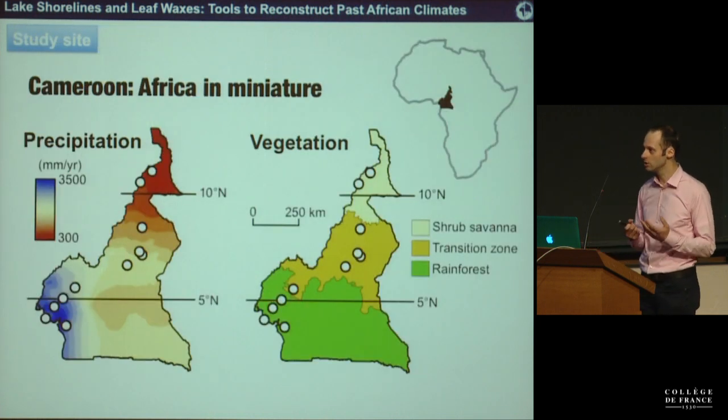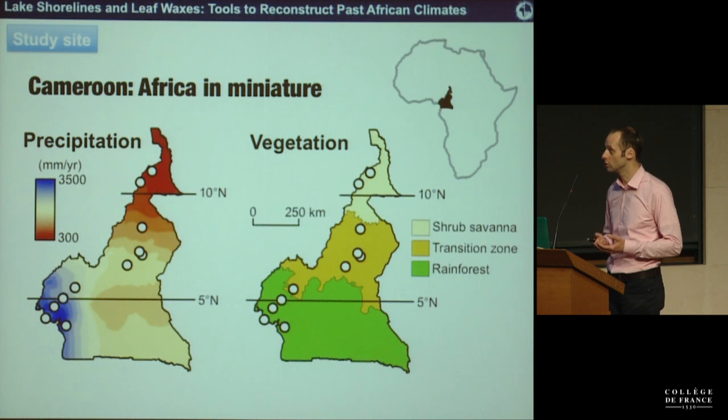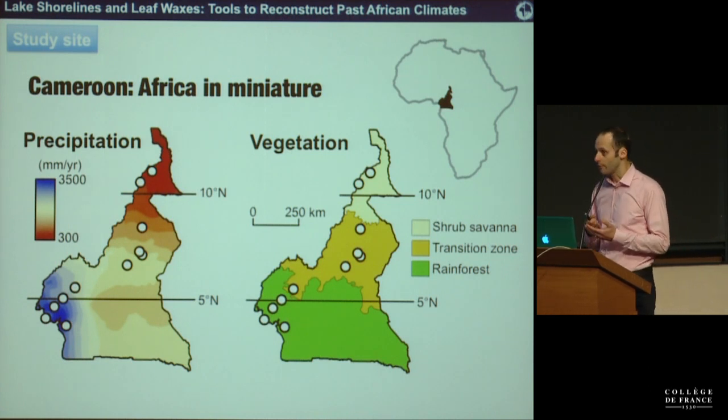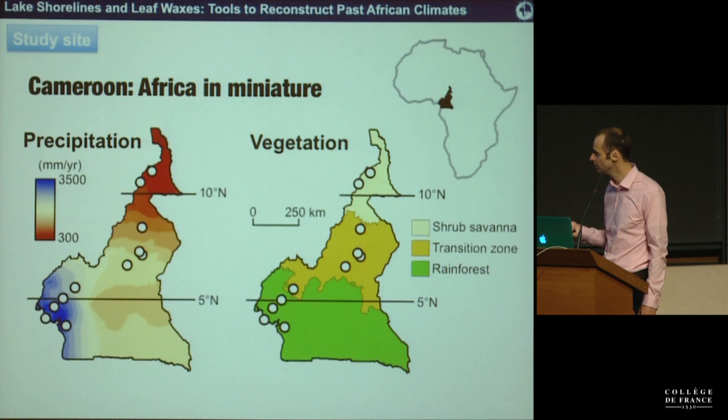So to evaluate the relationship between the hydrogen isotopic composition of precipitation and the hydrogen isotopic composition of the leaf waxes, with a paleoclimate perspective, we have been to Cameroon. So Cameroon is a quite small country, but is often named Africa in miniature because it has a very strong climatic gradient. You can see here the precipitation, which is decreasing from 3,500 millimeter in the south to 300 millimeter. There is also some site where it rained 12 meters per year. You can also see that there is a very strong vegetation gradient, which is following the precipitation gradient, with rainforest in the south and shrub savanna to the north.